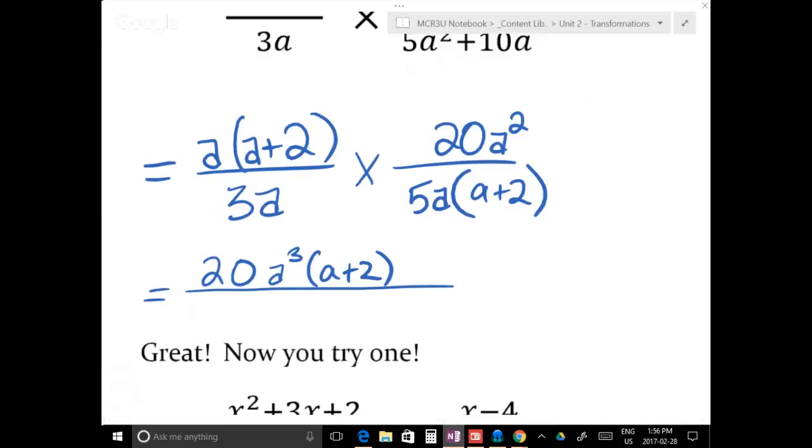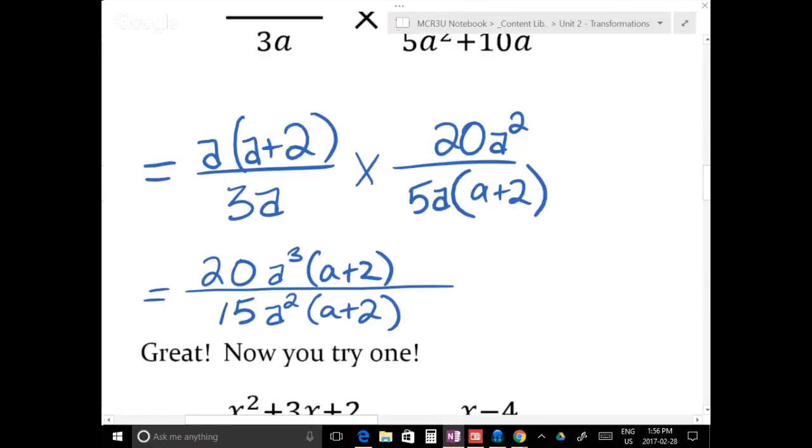Yeah. So 20a cubed a plus 2. Everyone comfortable with that? A times a gives us a times a squared gives us a cubed. 20 is the only number, and we leave that a plus 2 in the bracket. You don't expand it. Once it's factored, you're happy to keep it factored. What's going to be left on the bottom? 3 times 5 is 15. A times a is? Yep, a squared. And then the a plus 2, do not expand it. Just leave it where it is. Does that make sense?